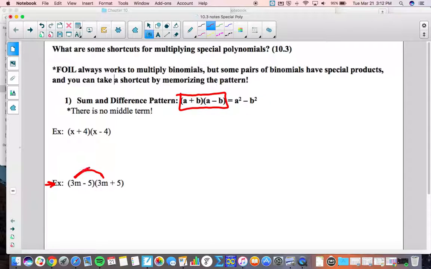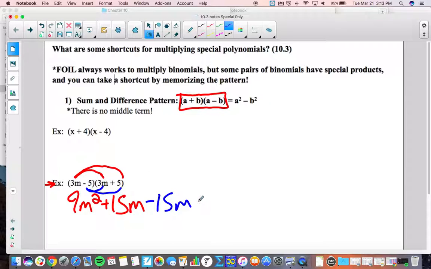I'm going to distribute the 3m to each of the terms over there, and that gives me 9m squared plus 15m. And now I'll distribute the negative 5 to each of the terms over here. So negative 5 times 3m is negative 15m, then minus 25.